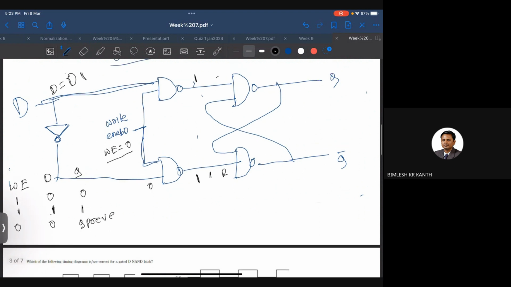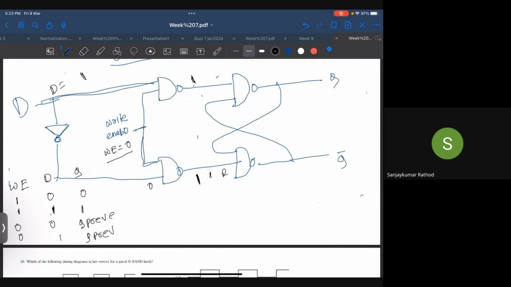What will happen when D equal to 1? D equal to 1, it will become 0, and 0 becomes 1. Here it will be 0, and down here it will be 1 and here it will be 1. So again it will be Q previous. So for 0 1, it will be Q previous.